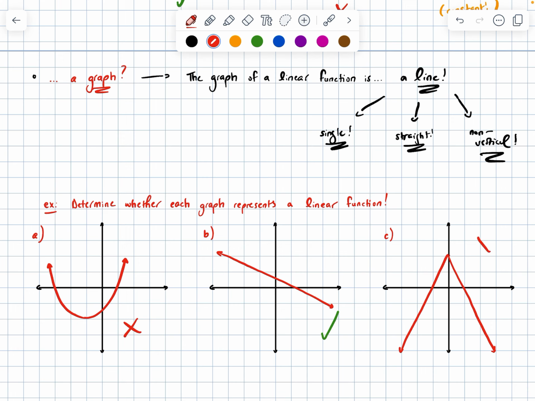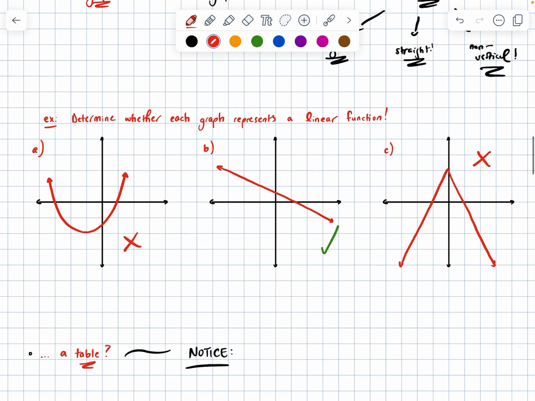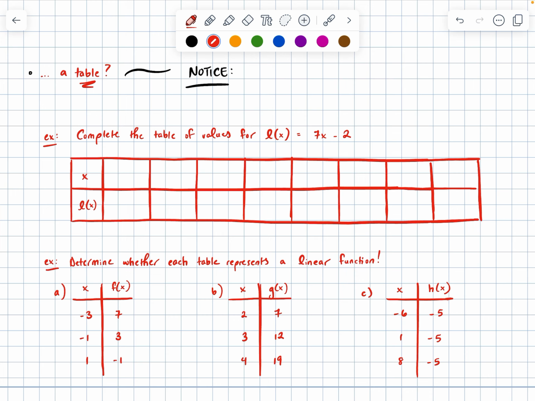But for C, you'll notice here I have two lines, so it is no longer a single line. This guy is not linear. As we will see in a future class, this is actually the graph of an absolute value function. Beautiful. Now, my last way that I want to be able to figure out whether I have a linear function on my hands is by looking not at its graph, but at some of the points on its graph, which are often given to us in the form of a table.